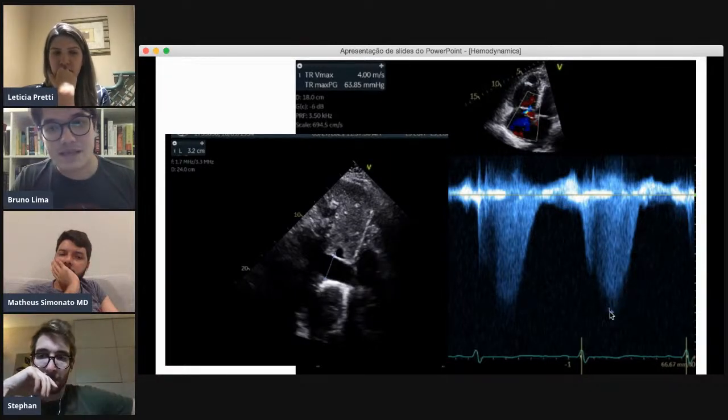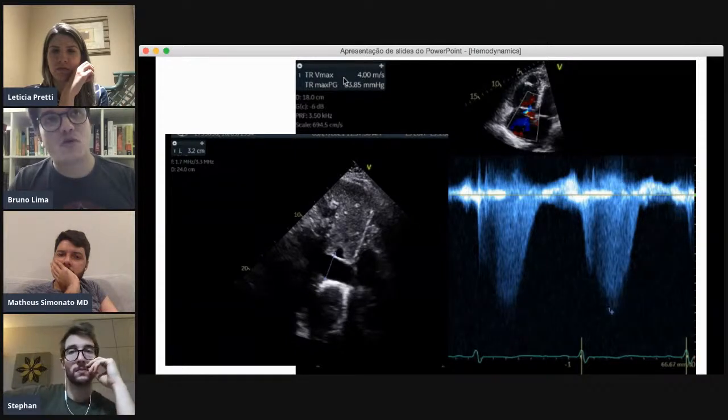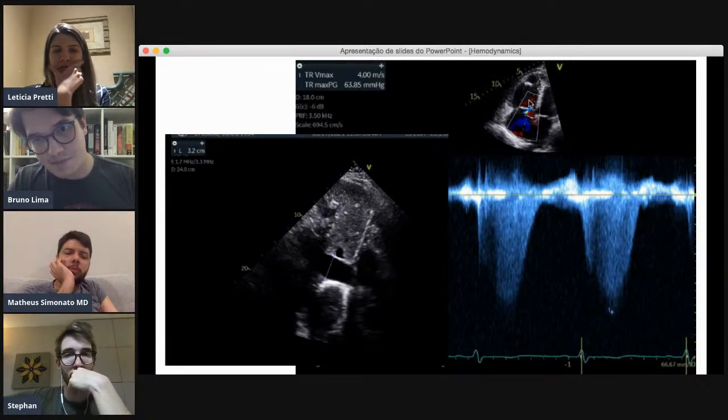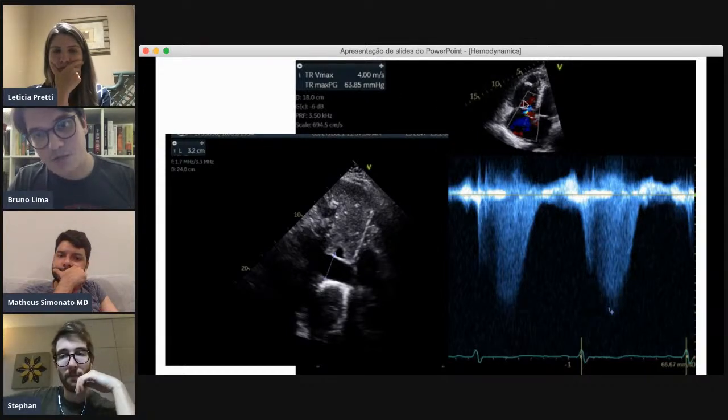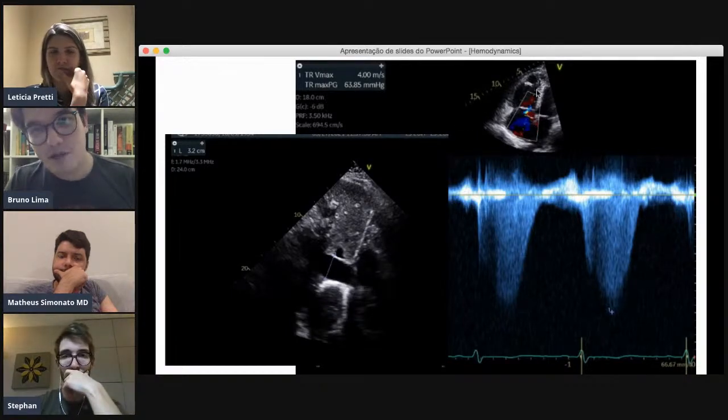And you can see the Tmax here is 4. If you do the modified Bernoulli equation, the simplified 4v squared, 4 times v, which is velocity squared, 4 squared is 16. 4 times 16 is 64. This is the gradient between the right atrium and the right ventricle. The gradient here is 64. So the pressures inside the right ventricle are really, really high.